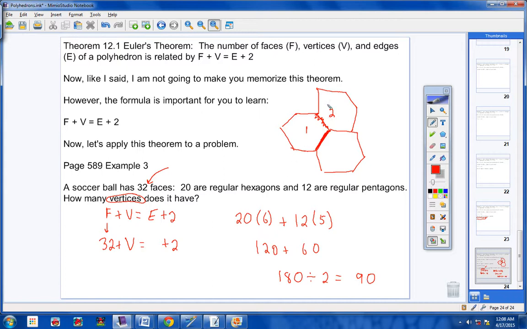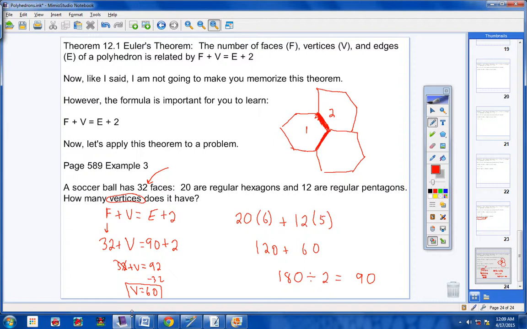Let me say it again. Every 2 sides of a polygon forms one edge. So if I have 180 sides, divide that by 2, because every 2 sides forms one edge. So 180 divided by 2 is 90. So now I know I have 90 edges. And just like that, now I can find the vertices. 32 plus V equals 92. Now bring the 32 over, make it a negative 32. And V equals 60.